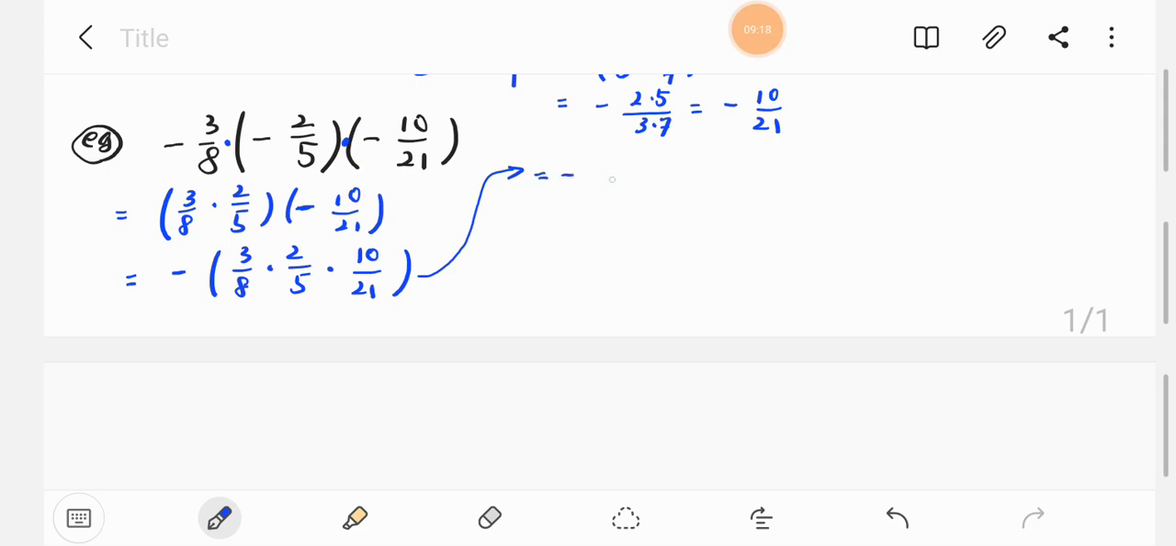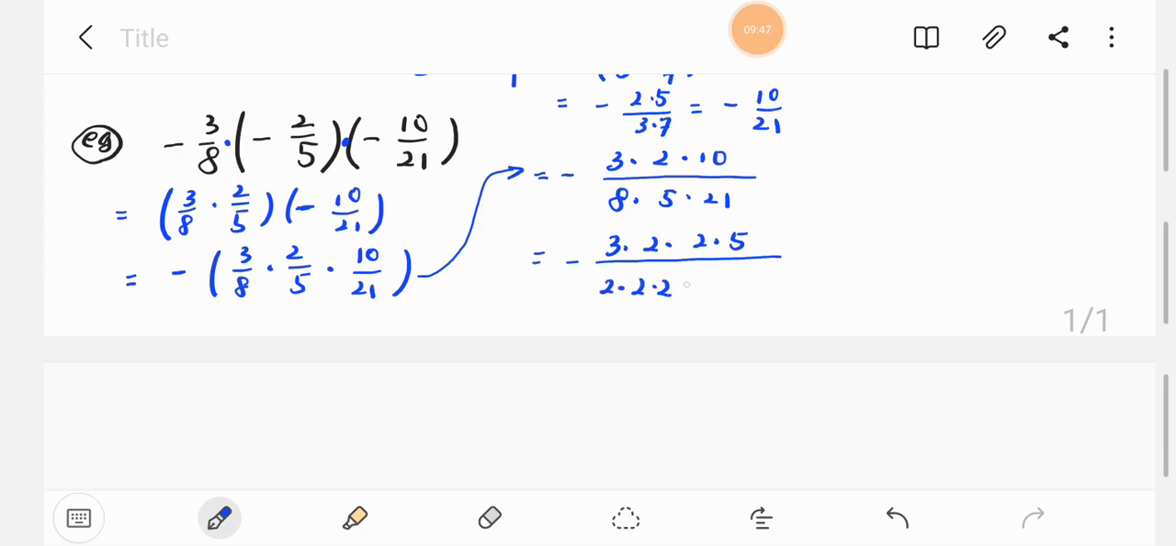So this is equal to negative. The numerator is 3 times 2 times 10. The denominator is 8 times 5 times 21. Before we multiply each numerator and denominator, why don't we split into prime factorization? So 3 times 2, and then 10 is 2 times 5, because we want to reduce, simplify the fraction. And 8 is 2 times 2 times 2, 5, and 21 is 3 times 7. So do the prime factorization for both numerator and denominator so that we can simplify, reduce.